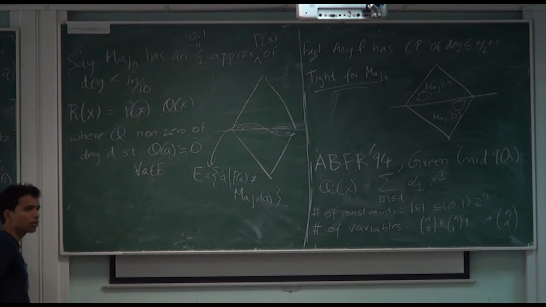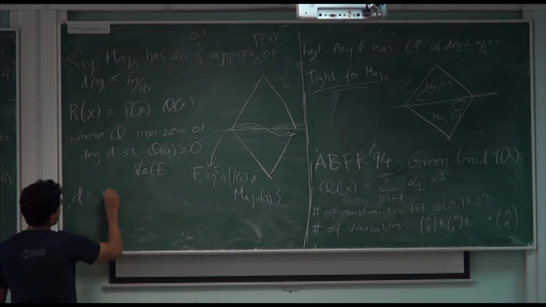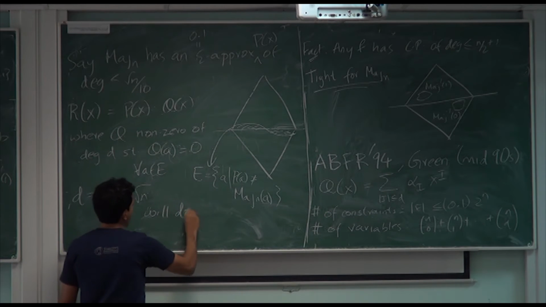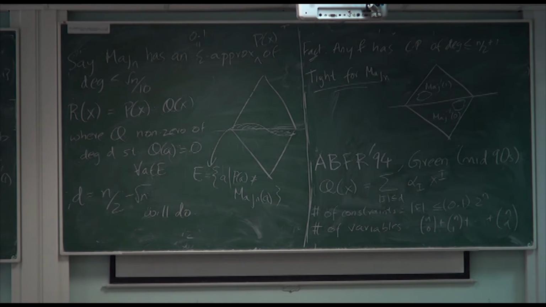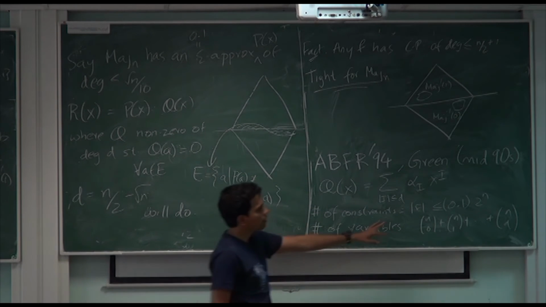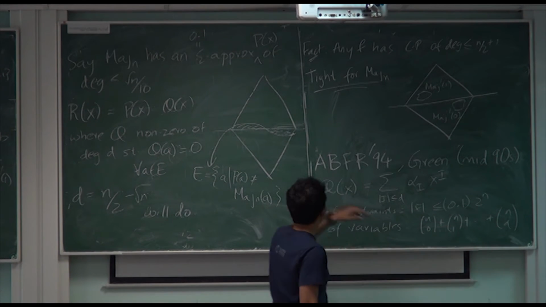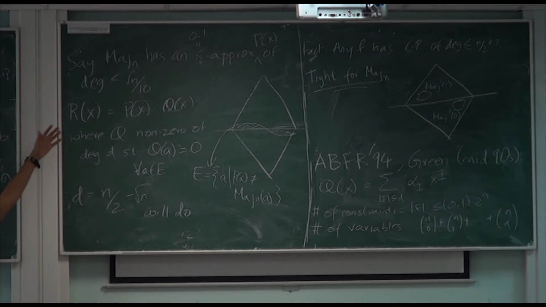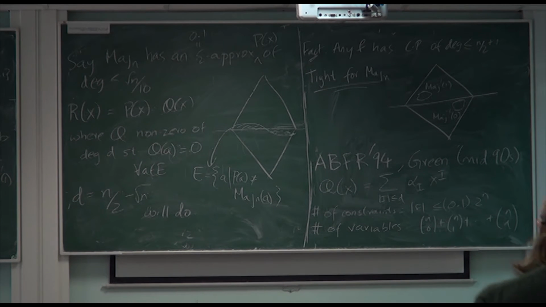Well, this is again going back to what we saw some time ago. It's easy to check that something like d equals n by 2 minus square root n will do. It's just a binomial estimate. You check that the number of variables you get is more than 0.1 times 2 to the n. So you can find a non-zero polynomial Q that vanishes on E. You take the product of that polynomial with your polynomial P, and that will be your certifying polynomial.